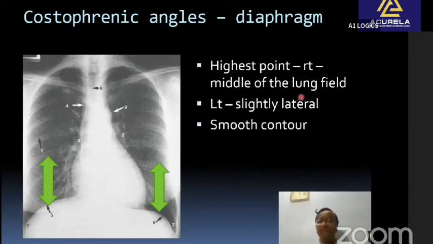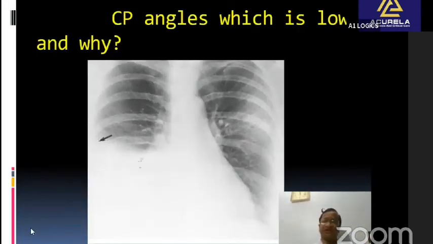The highest point is the middle of the lung field, right? The highest point is a little lateral here on the left side. There should be a smooth contour. All these things should be seen, because if the diaphragm is not smooth, the diagnosis is different. If there is a subdiaphragmatic air shadow, the diagnosis is different. So this is fine or not. Cardiophrenic and costophrenic angles should be seen. The diaphragm should be seen. Usually the left CP angle is a little low.